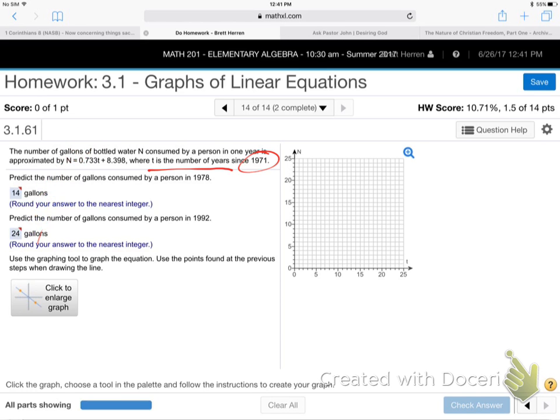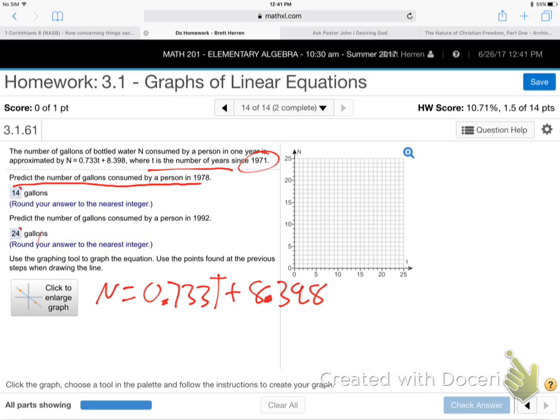Let me write it. N equals 0.733 T plus 8.398. So there's a formula they're giving me, where N is the number of gallons of bottled water consumed by a person per year, and T is time in years after 1971. All right, what do they want me to do? Predict the number of gallons consumed by a person in 1978.